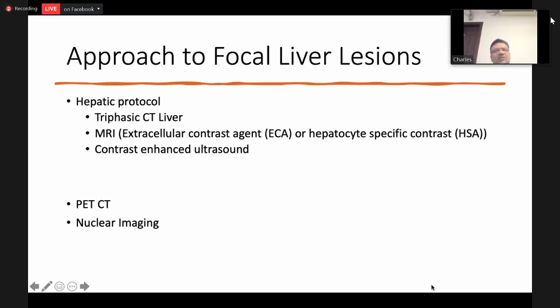At times, PET-CT is done mainly to pick up extrahepatic disease in patients with hepatic malignancy. You do a PET-CT to see the extent of disease, especially before a transplant is planned for hepatocellular carcinoma. And nowadays, the use of nuclear imaging like technetium RBC scan and technetium sulfur colloid scan is coming down with more and more advances in MRI and CT.